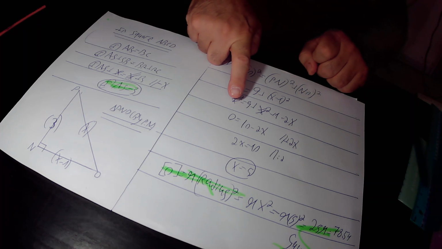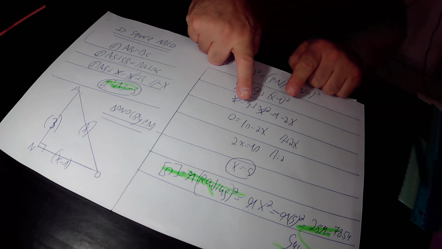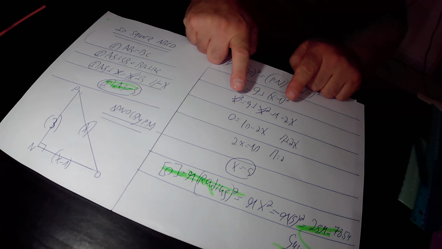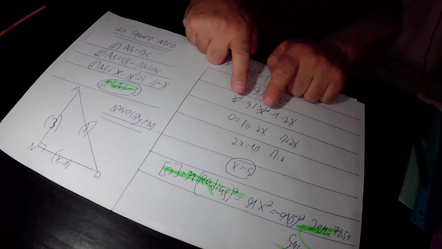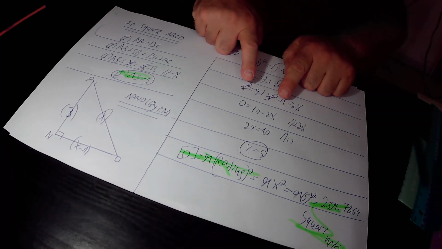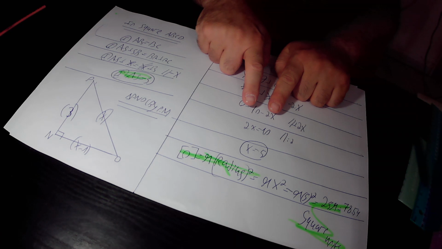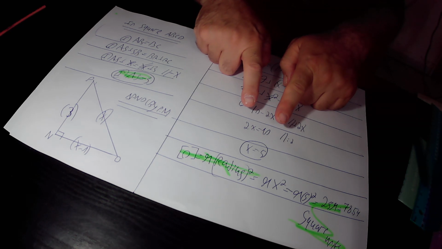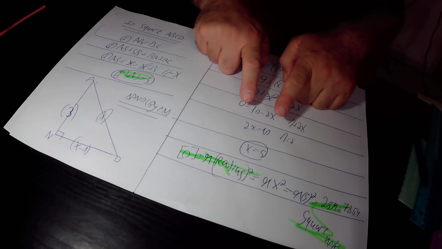On the other side of the equation we are left with 9 plus 1, that is 10, plus 2x. So in total, we found that 0 equals 10 plus 2x. Here we added 2x to this equation, and finally found that 2x equals 10. Here we divided this equation by 2, and finally found that x equals 10 over 2, that is 5. So x equals 5 units in its length.